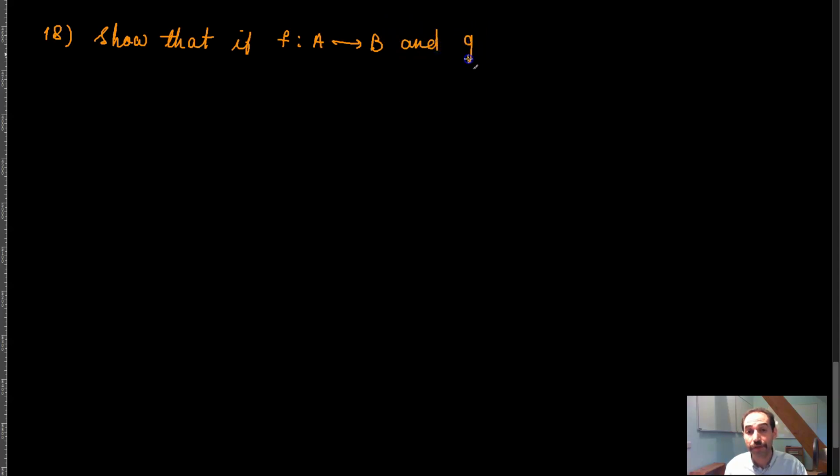Now, example number 18. We want to show that if f is a function from A to B and g is a function from B to C, and both are 1 1, then g o f from A to C is also 1 1.